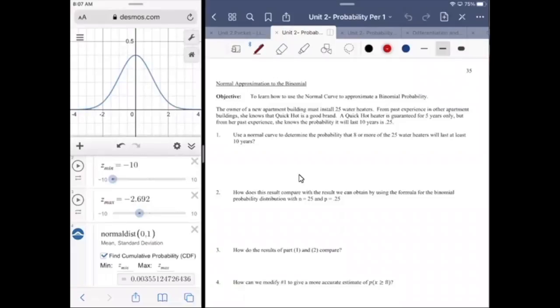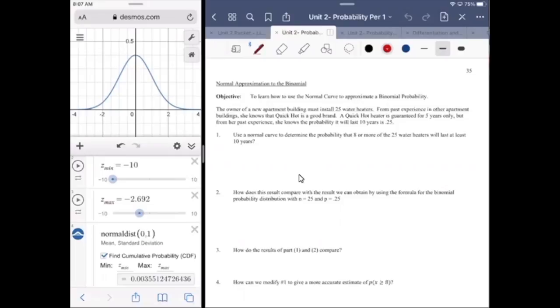The owner of a new apartment building must install 25 water heaters. From past experience in other apartment buildings, she knows that Quick Hot is a good brand. A Quick Hot heater is guaranteed for 5 years only. But from her past experience, she knows the probability it will last 10 years is 0.25.